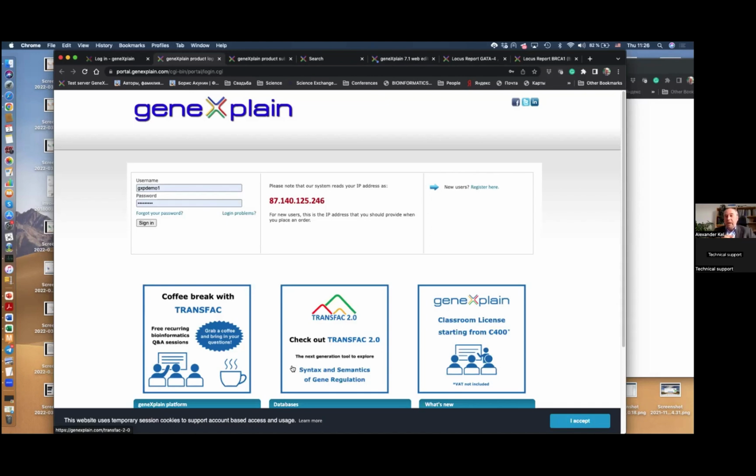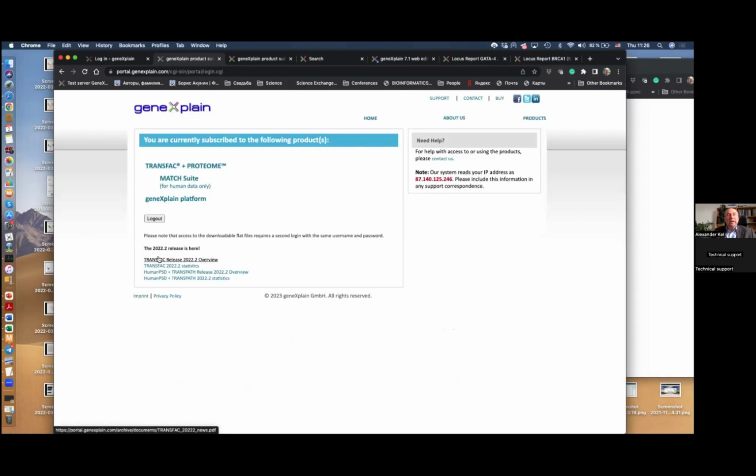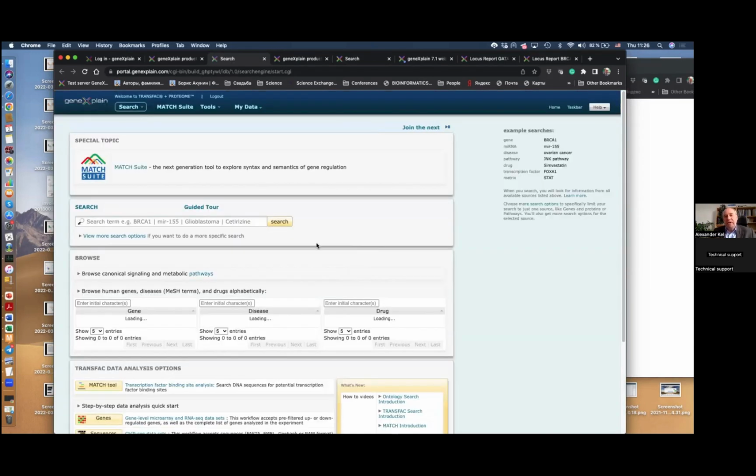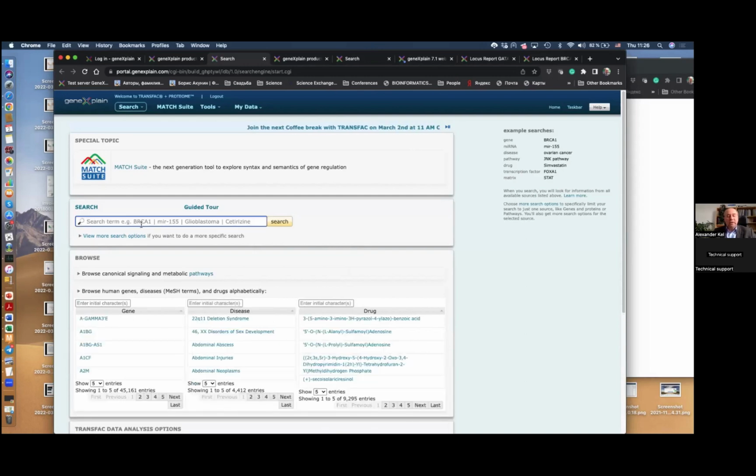And for that, we apply this affinity score, and I will explain how we do that. So let's first sign in to our databases. With this sign-in, it gives you a choice of the databases which you are subscribed to. So I'm now subscribed just to TRANSFAC and to PWM. And let's go to that database and search for a gene of my interest. So you see here this BRCA1, it's a very important gene, of course.